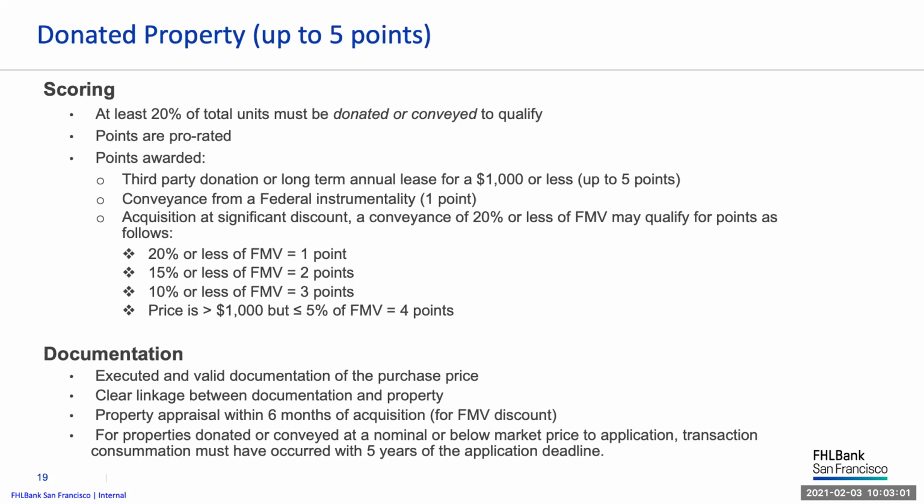And finally, if the purchase price is $50,000 or less, or 5% or less of the fair market value, you'd receive 4 points. For all of these situations, the donation or conveyance must be an arm's length transaction. Also, conveyances that come with any financial conditions or strings attached are not considered donations. You do not need to submit documentation in order to get points.